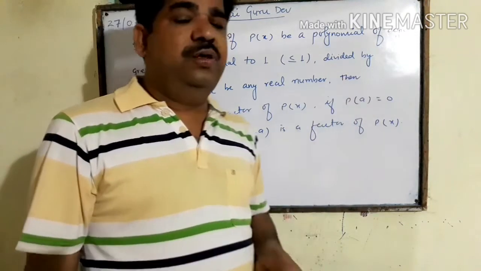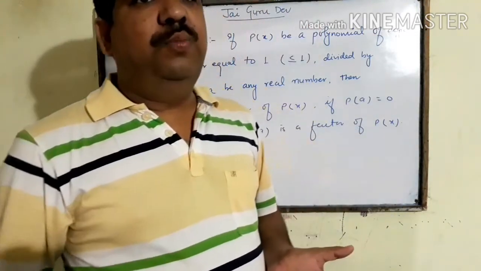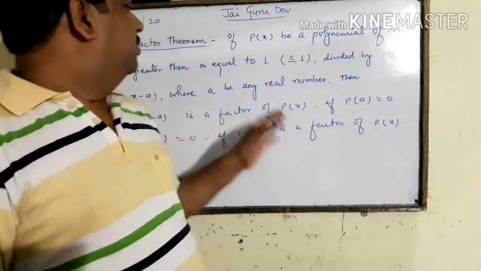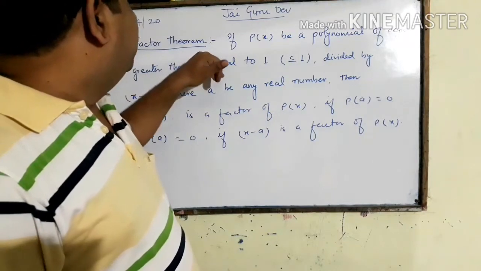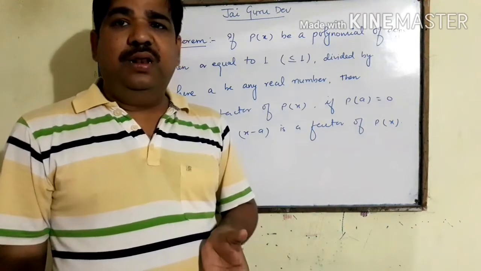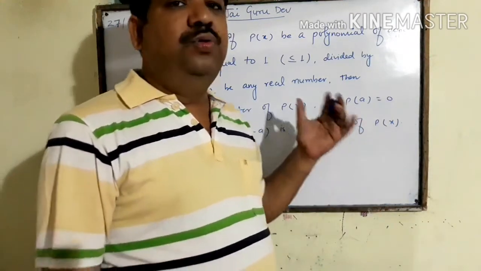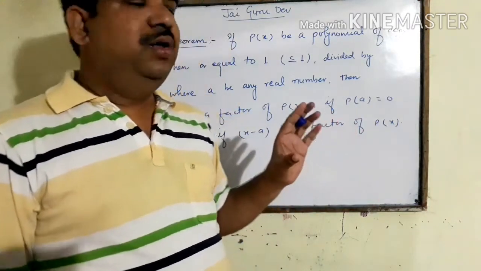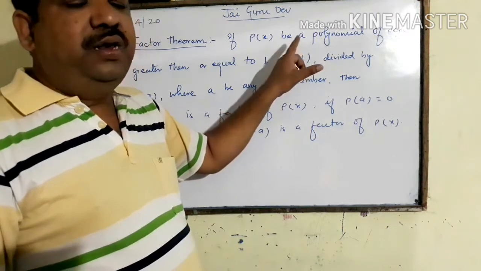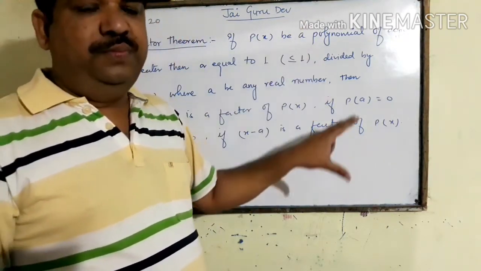So this factor theorem can be used to find the factorization of polynomials of various degrees. Whenever we have any polynomial of degree more than 1, 2 or 3, whatever, in that condition we can use this theorem for getting the factors of that polynomial.